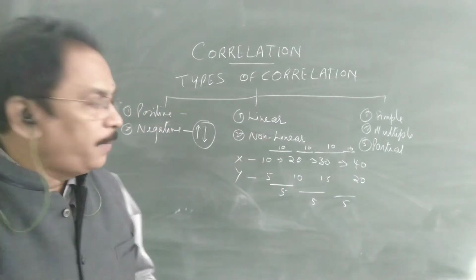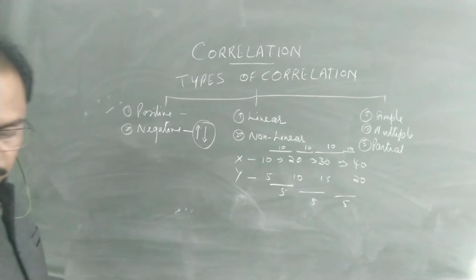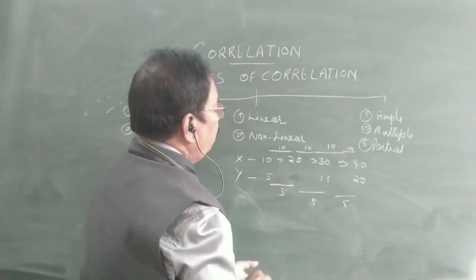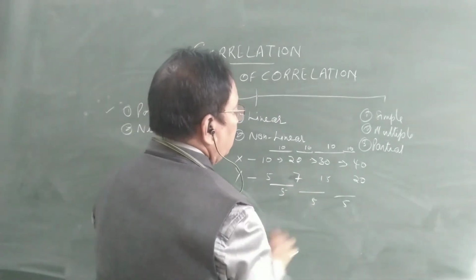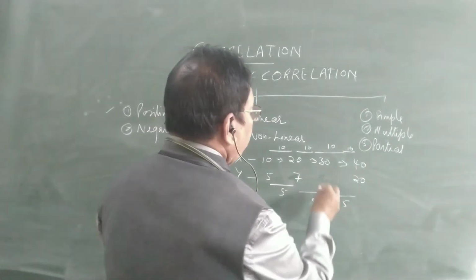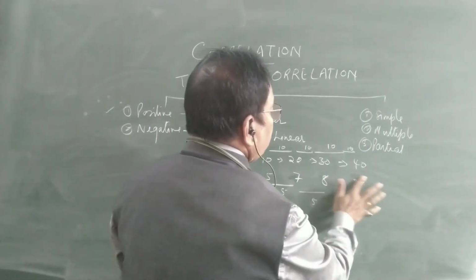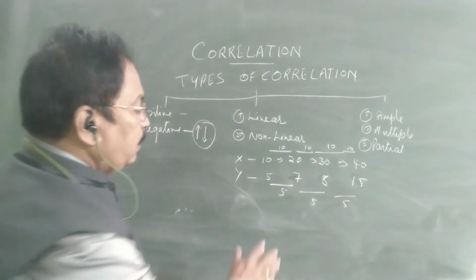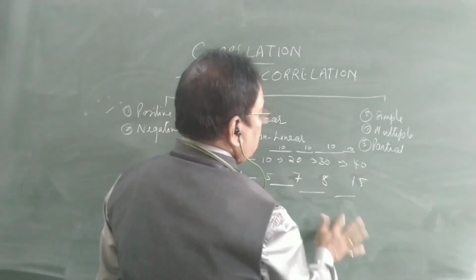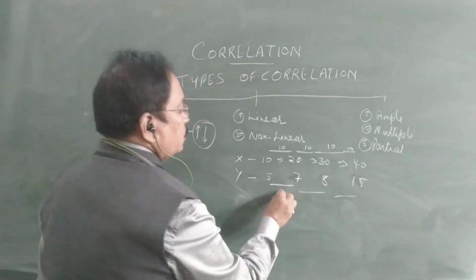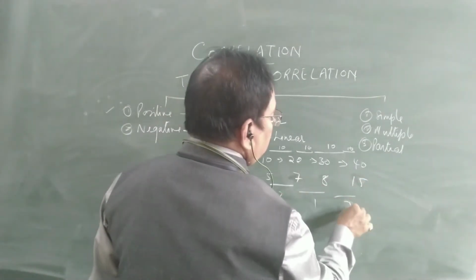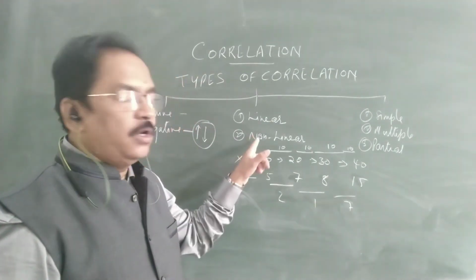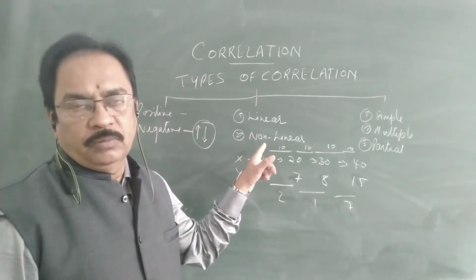But if it does not happen like that, here if the change is 7, here if the change is 8, so the change is not constant. Here the change is 2, 1. So it is not constant. This is called non-linear correlation.